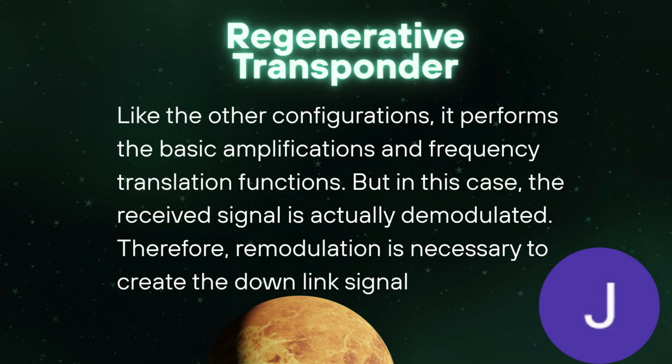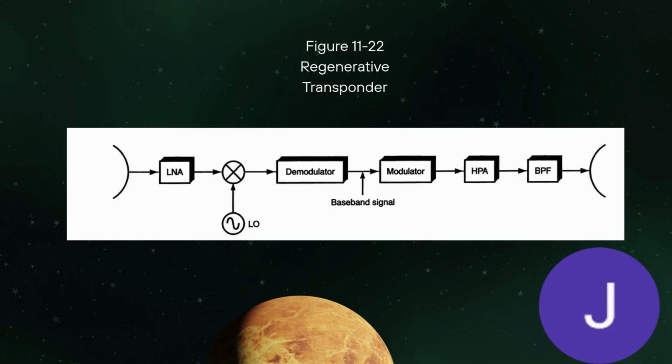Next, we will discuss the regenerative transponder. Like the other configurations, it performs the basic amplification and frequency translation functions, but in this case, the received signal is actually demodulated. Therefore, remodulation is necessary to create the downlink signal. The regenerative transponder has a more advanced system where the signal is demodulated, processed, and remodulated. Here's a block diagram of a regenerative transponder.